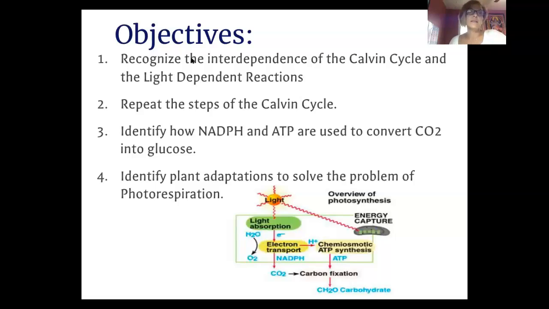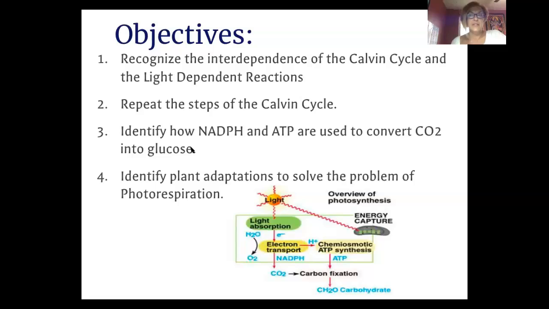So we definitely want to see the connection between light dependent and light independent reactions, which is real quick and easy, NADPH and ATP. Repeat the steps of the Calvin cycle like I just did. Draw it out when you're done.